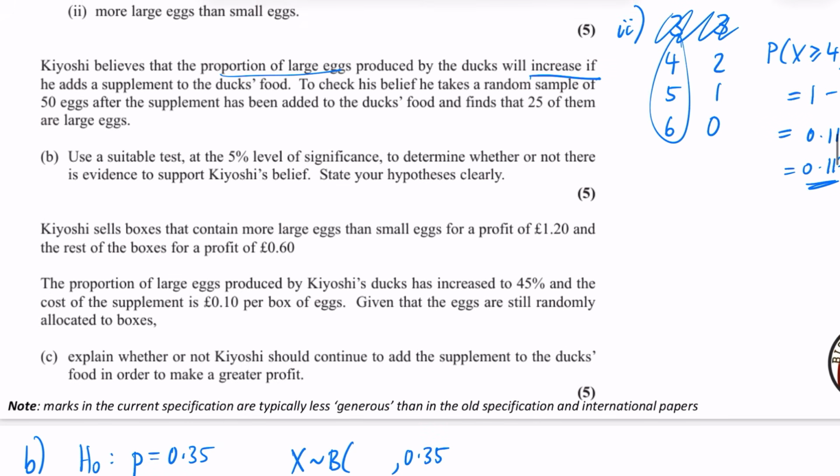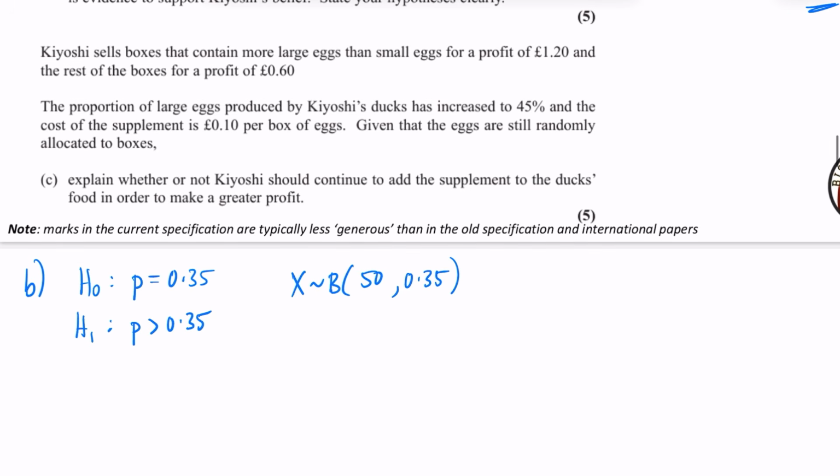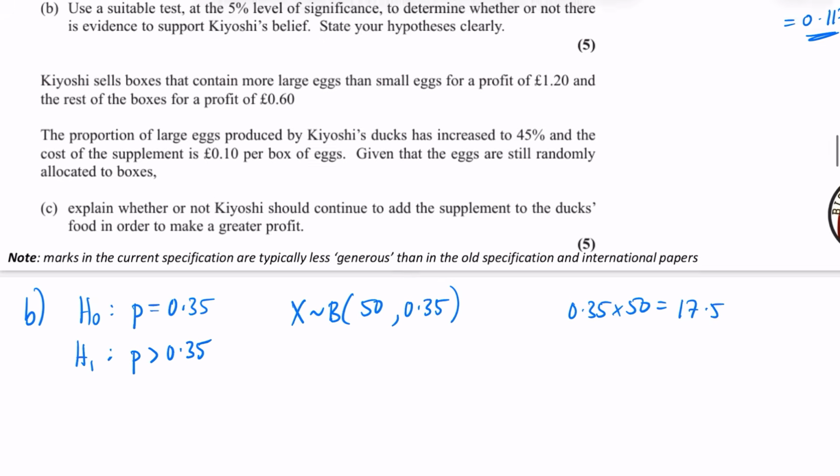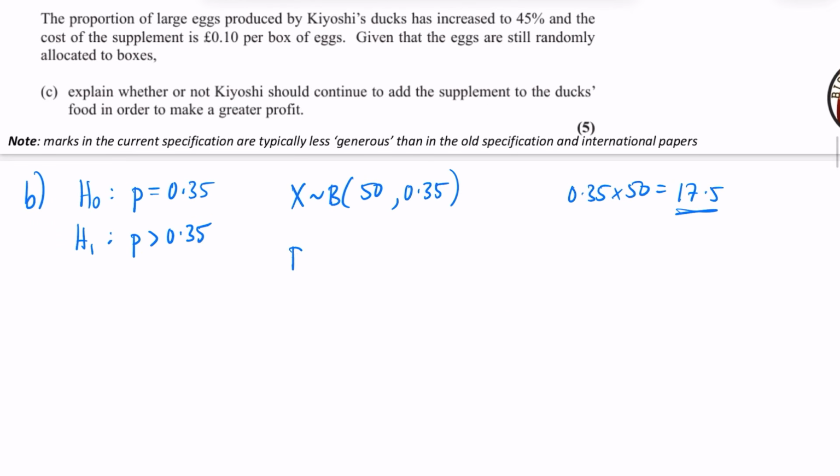How many is he taking in his sample? He's taking 50 eggs. Now it's worth thinking to ourselves, if we do 35% of 50, this is how many we would expect to be large eggs. So 35% of 50 is 17.5. This is probably why, when he found out that 25 of them are large, he was expecting 17.5. So he's thinking, okay, this is giving me some reason to believe that the probability is greater than 35%. I often do that little calculation because it might help me with thinking about the direction of my probability here.